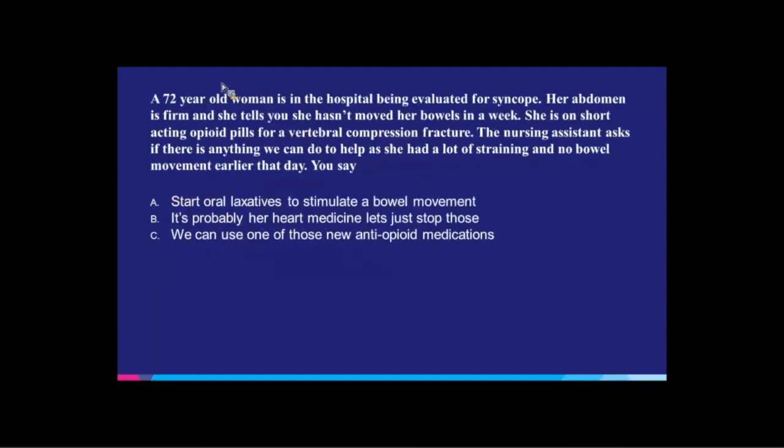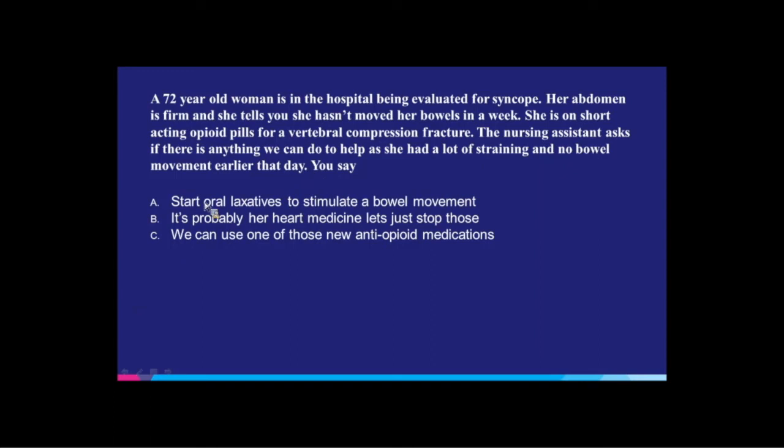All right. Last recommendation. A 72-year-old woman is in the hospital being evaluated for syncope. Her abdomen's firm on morning rounds, and she tells you she hasn't moved her bowels in like a week. She's on some short-acting opioid pills for a vertebral compression fracture. The nursing assistant asks if there's anything we can do to help her. She has a lot of straining and no bowel movement earlier that day.